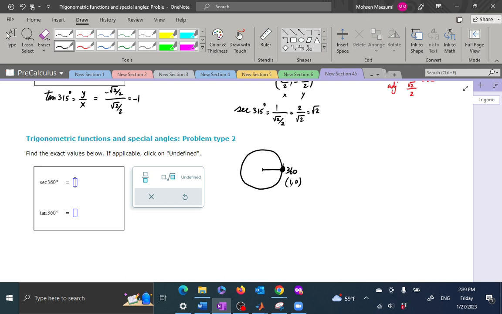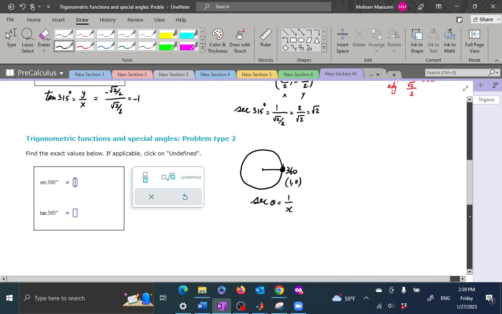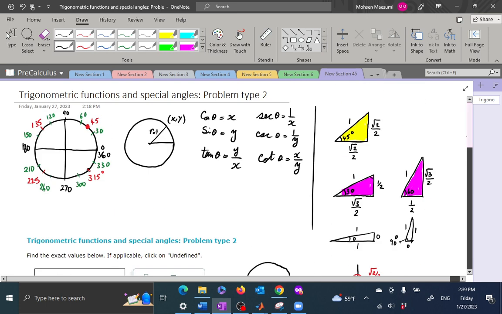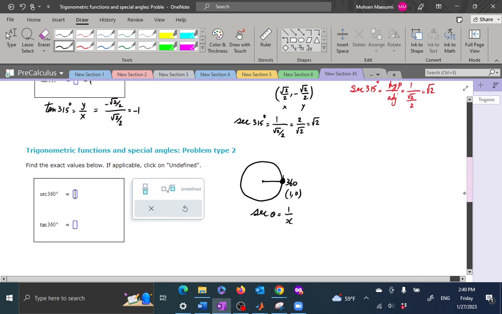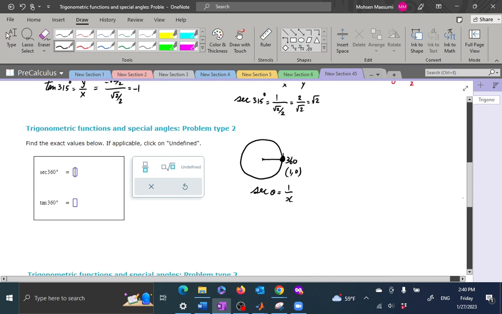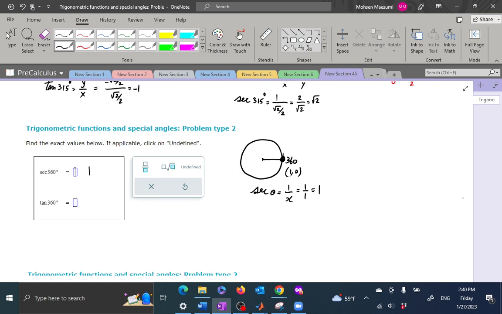So if I want secant, secant of our angle was 1 over x. Remember, secant was 1 over x. So what is our x? Our x is just 1. That ratio just becomes 1. So this is 1. How about tangent? Tangent of our angle was a ratio of y to x. So y is 0, x is 1, and the ratio is 0.